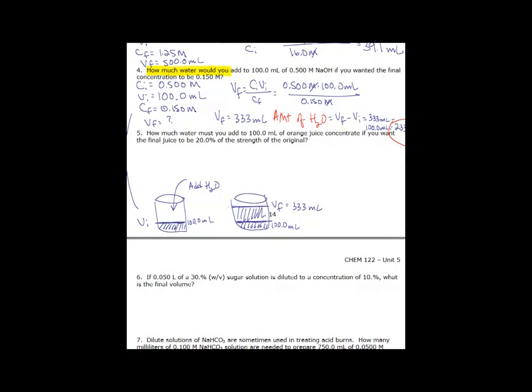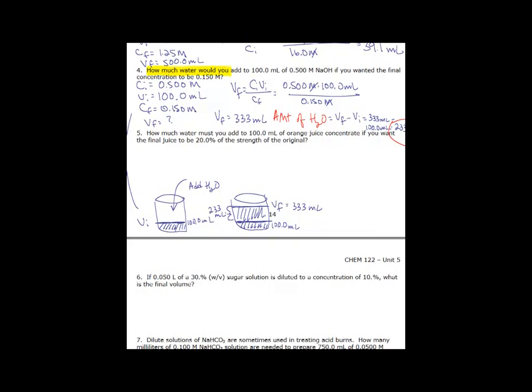So this is the amount of water we added. 333 milliliters minus 100 milliliters, which is 233 milliliters. Okay. So hopefully you're getting the hang of these dilution problems.